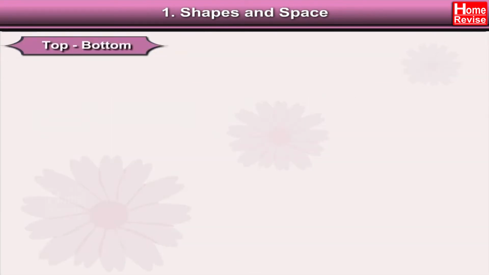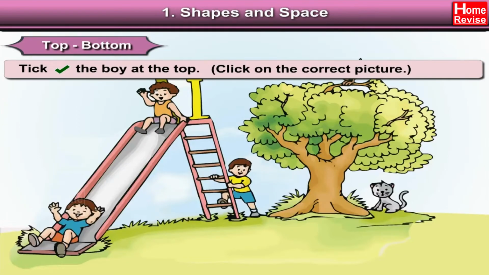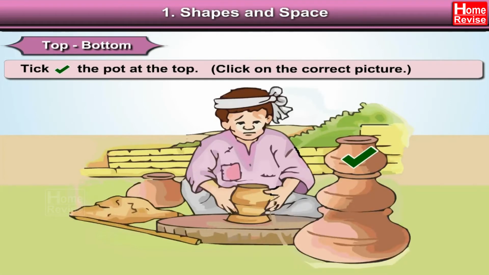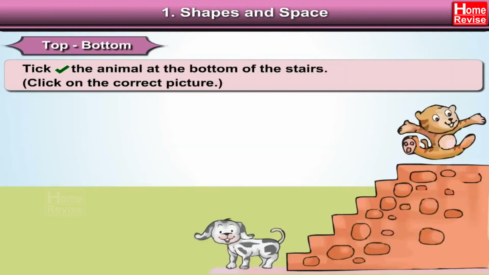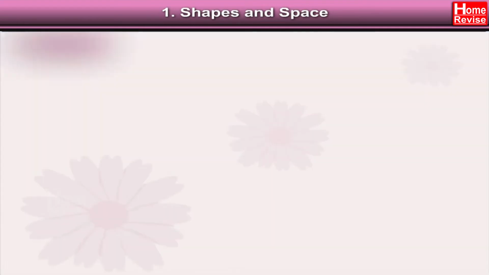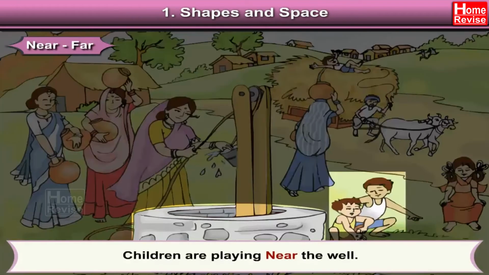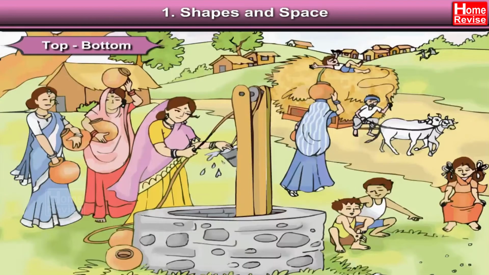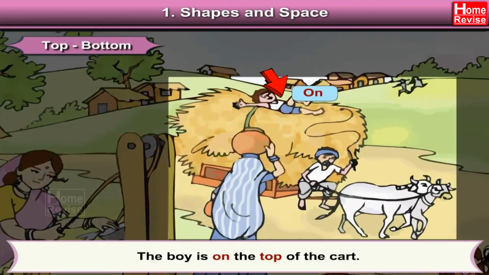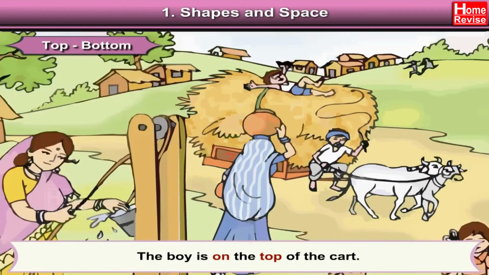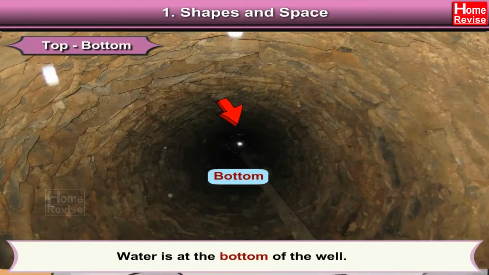Top, bottom. Take the boy at the top. Take the pot at the top. Take the animal at the bottom of the stairs. Near, far. See this picture. The house is very far from the well. Children are playing near the well. Top, bottom. The boy is on the top of the cart. Water is at the bottom of the well.